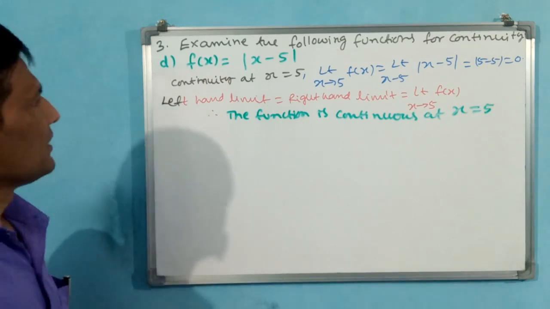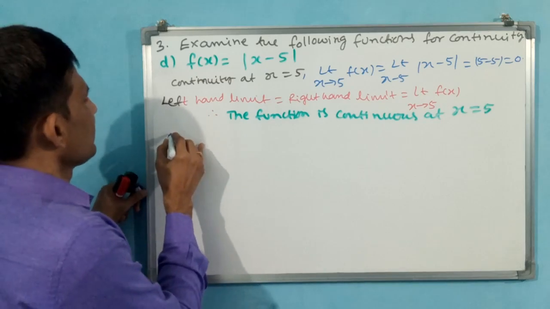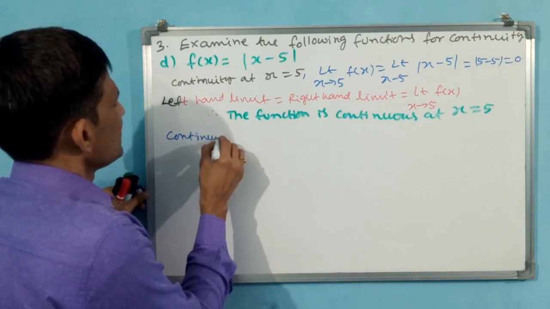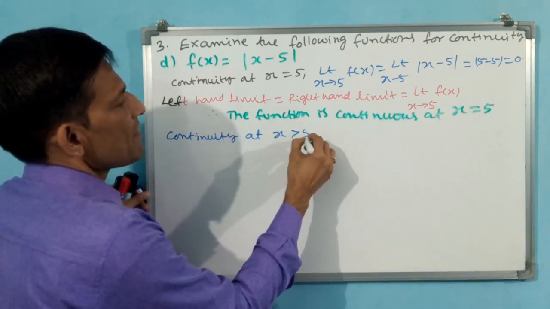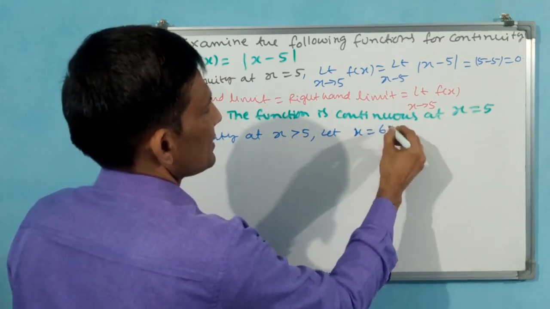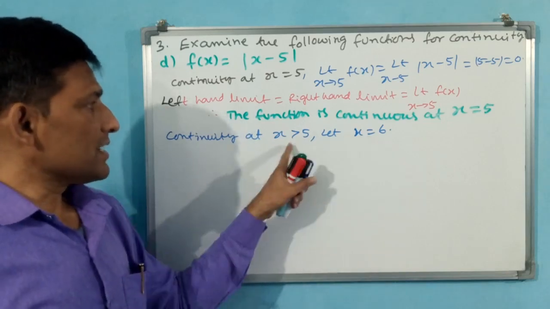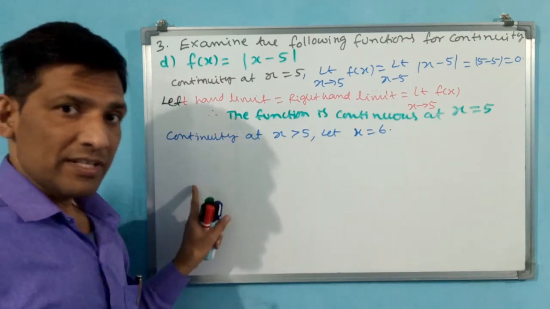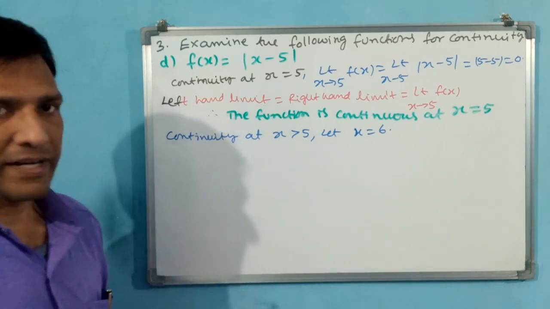Okay, let us proceed. Continuity at x is greater than 5. Let x is equal to 6. Is it okay? Definitely okay. 6 is greater than 5 only. If it is continuous at 6, we can say that the function is continuous at x is greater than 5.